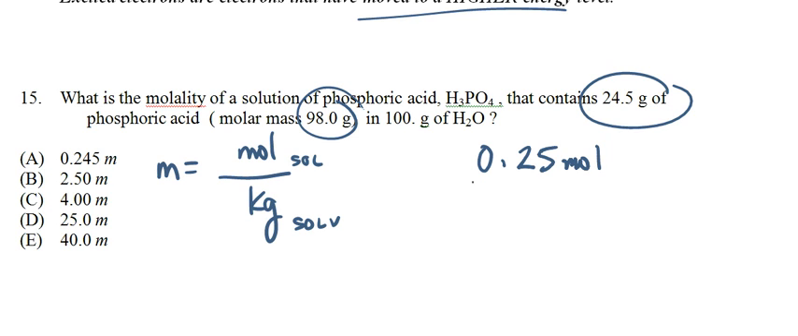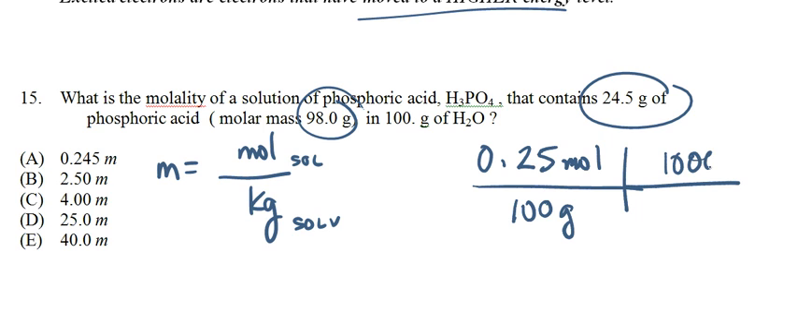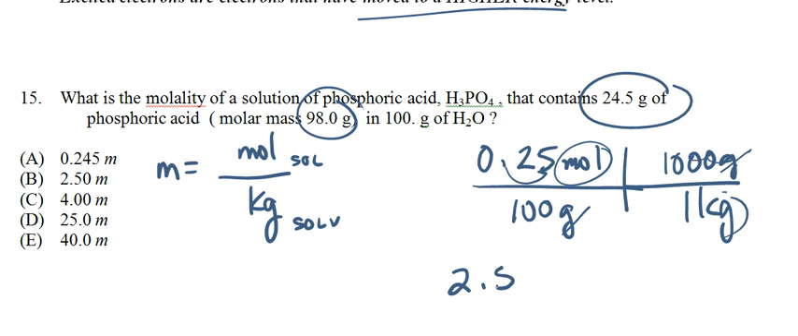And again, our mass is in grams, so we need to change that grams into kilograms. And if you need to show this, that's fine. There's 1,000 grams in a kilogram. So what that means is we're going to move the decimal over one place when we get rid of the grams. So we'll be left with moles per kilogram. So we should have 2.5 moles. And it looks like B.